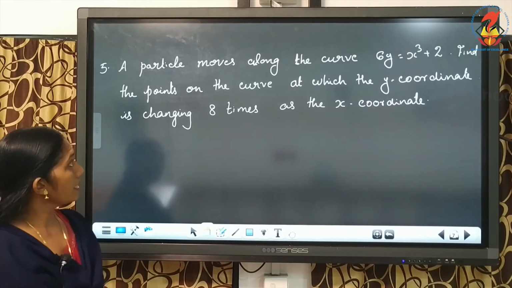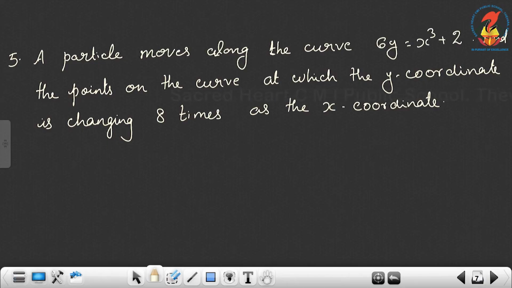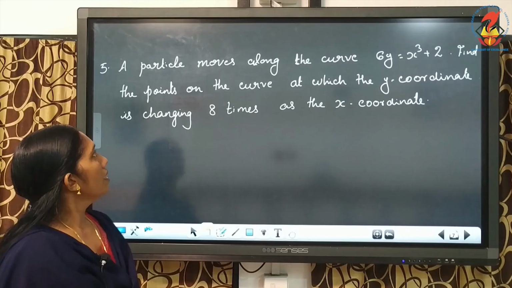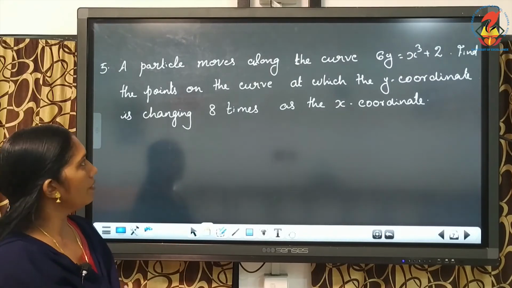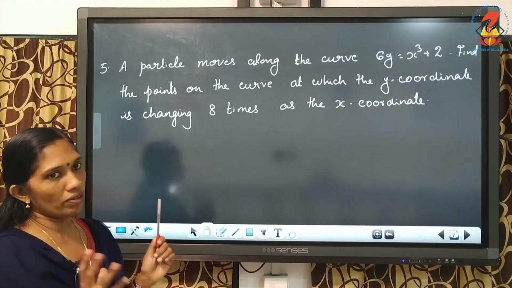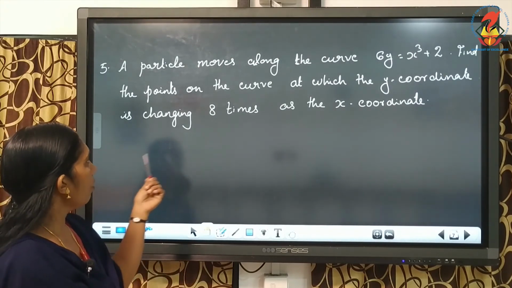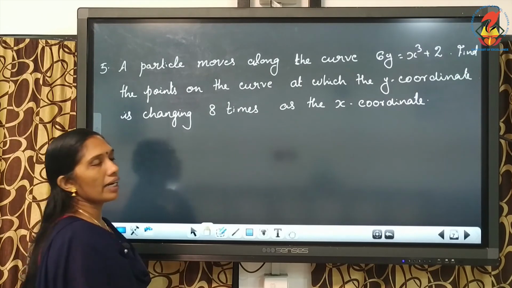Now the next question, a particle moves along the curve 6y is equal to x cube plus 2. Find the points on the curve at which the y coordinate is changing 8 times as the x coordinate. So a particle moves along the curve. One curve is given. Find the points on the curve at which y coordinate is changing 8 times the x coordinate.